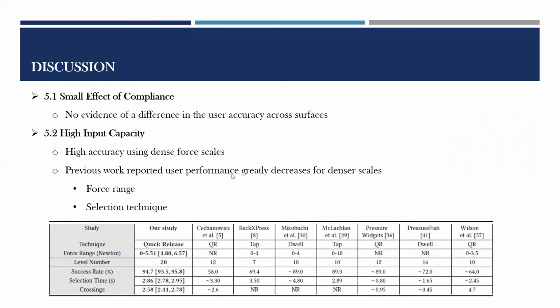In this section, they discussed the results of the experiment by focusing on two primary outcomes. They only observed a small effect of the surface compliance on the user performance, and also observed higher force input capacity than previously reported in the literature. They also observed a high accuracy with the denser scale, which contrasts with the results from the literature, and previous work reported user performance greatly decreases for denser scales.